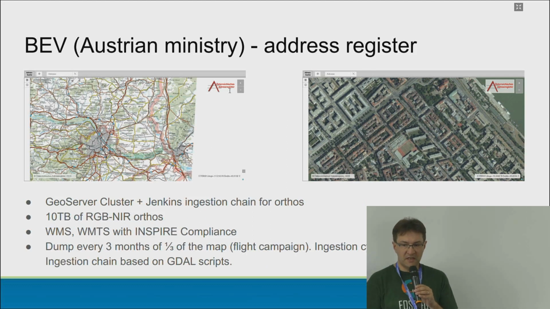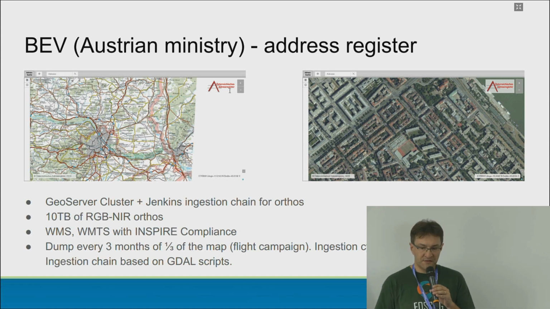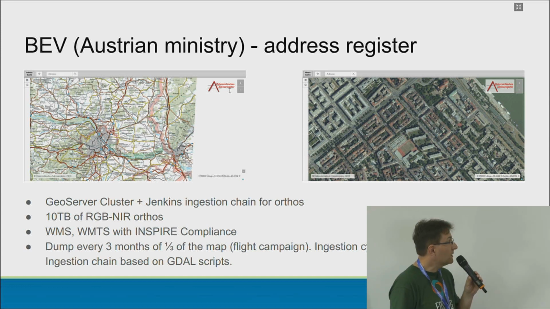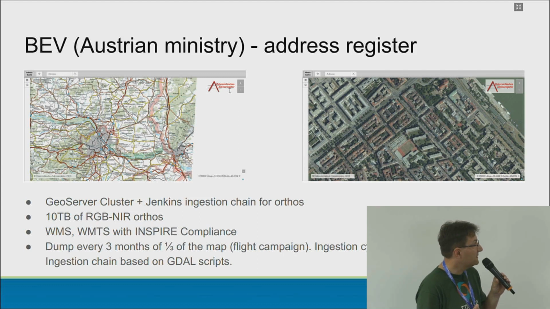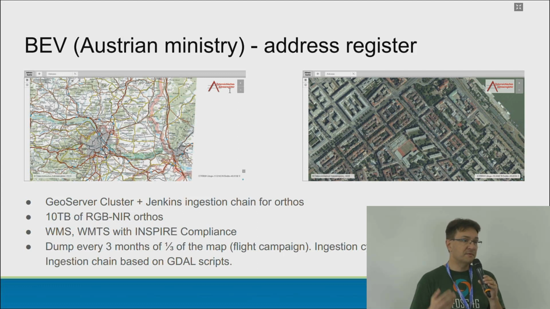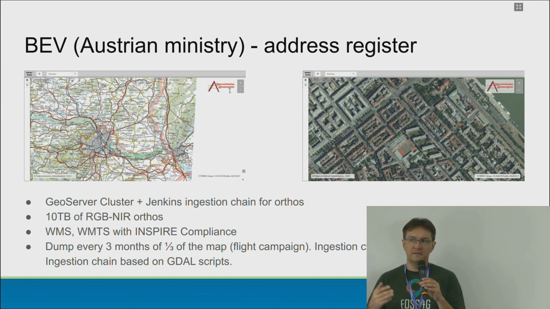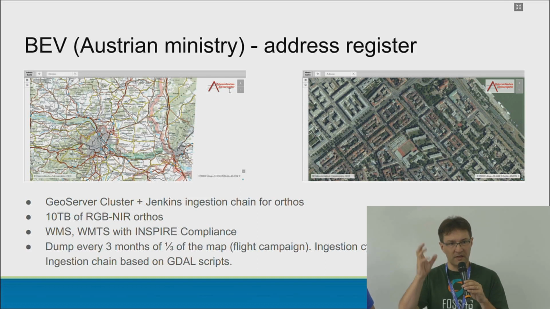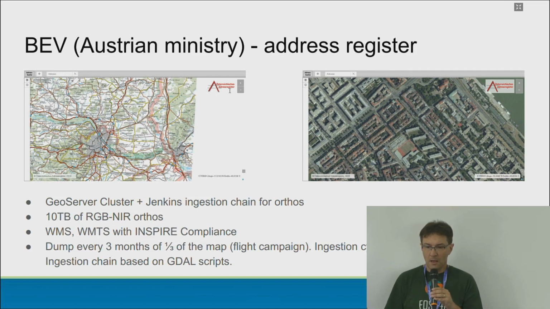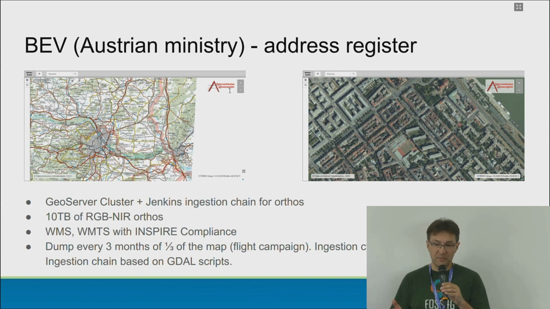BEV, the Austrian Ministry and Address Register, has again a significant cluster with more than 10 terabytes of aerial data covering the entire country, updated. Well, they update the entire country once every 3 years, so they do yearly flights. And again, run-of-the-mill services with INSPIRE compliance in this case, and a lot of traffic.